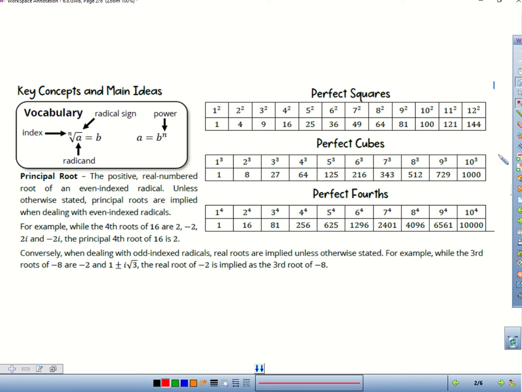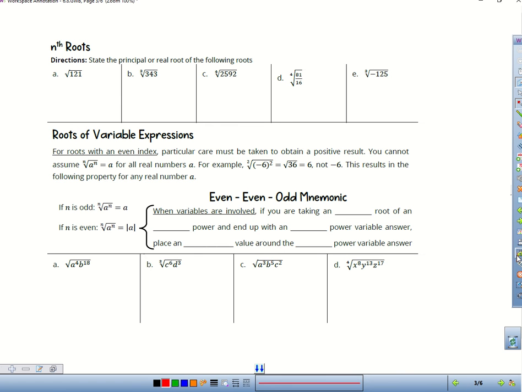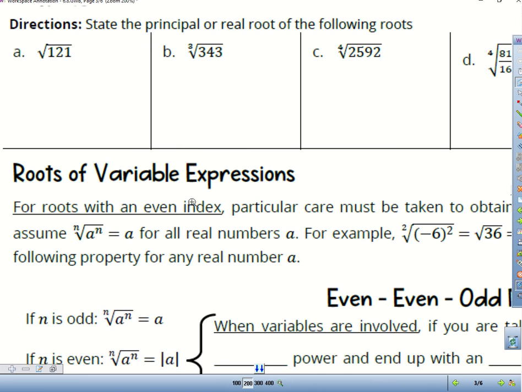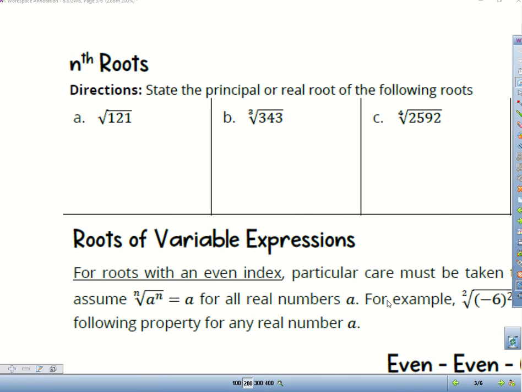Now, I gave you some charts of perfect squares and perfect cubes and perfect fourths, so you can use this to your advantage as you go through the lesson and the homework. Okay, these are going to help you at least be able to identify the first few, so you can use them in your practice. Okay. So let's go ahead and zoom in and just do some basic problems here.